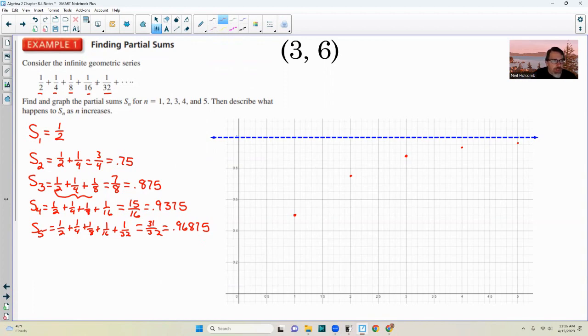So this partial sum was 0.96875. And what it's doing is approaching an infinite sum. Okay, so now that we've done this, you should be able to do problem numbers 3 and 6 on your exercises.